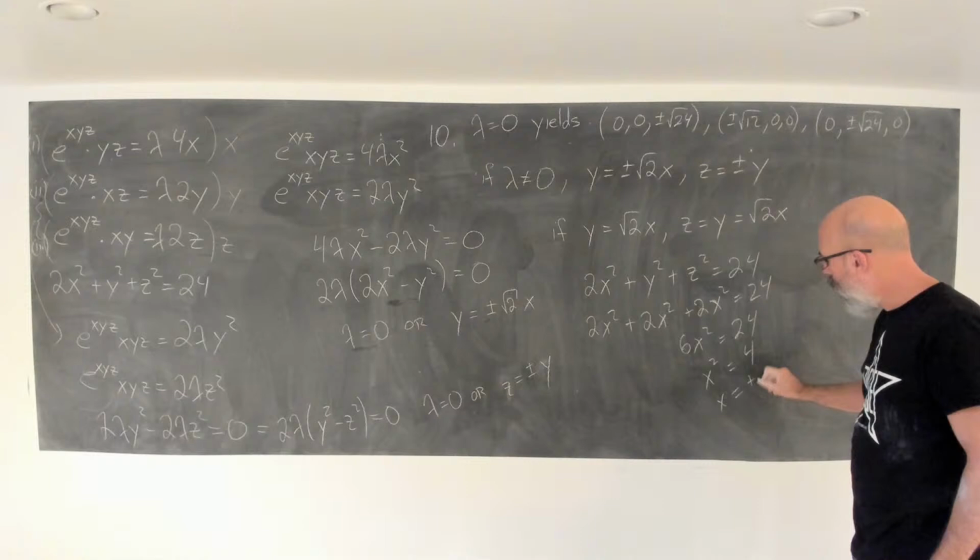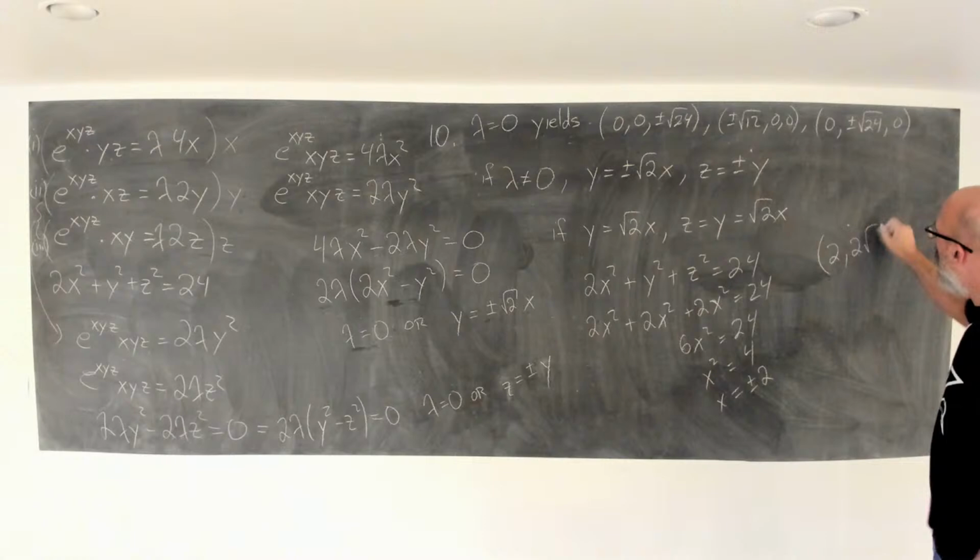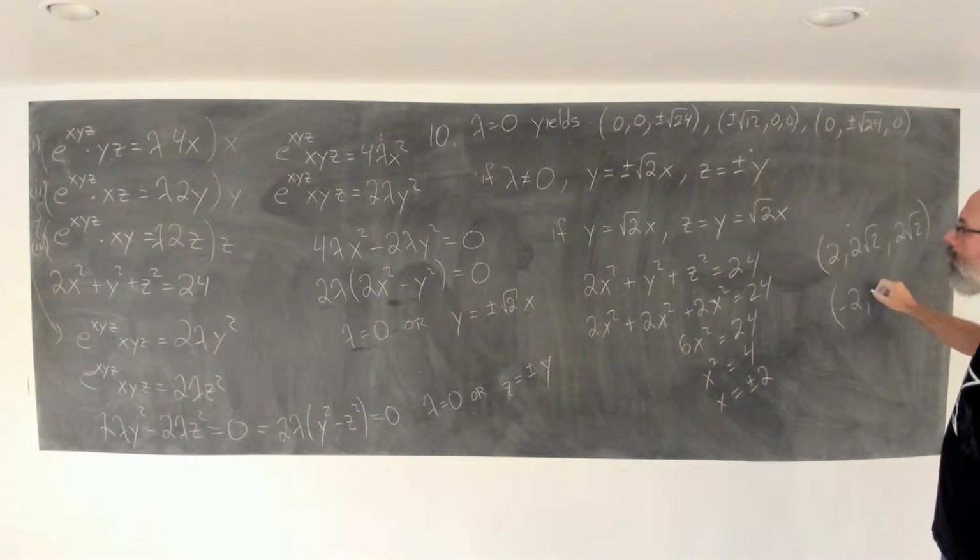So you see what happens here. If x is 2, we get the point 2, 2 root 2, and if x is minus 2, we get the point minus 2, minus 2 root 2.